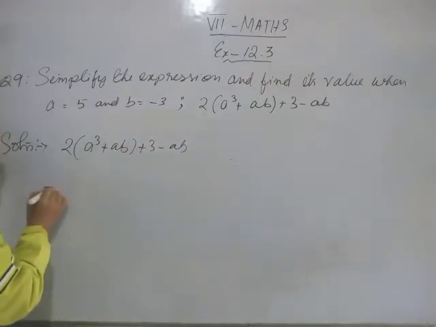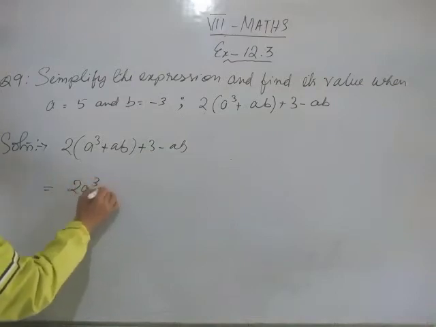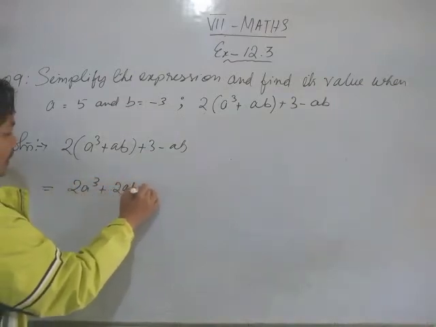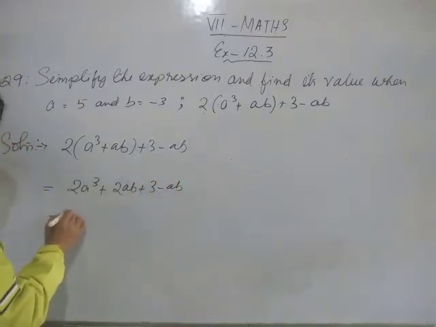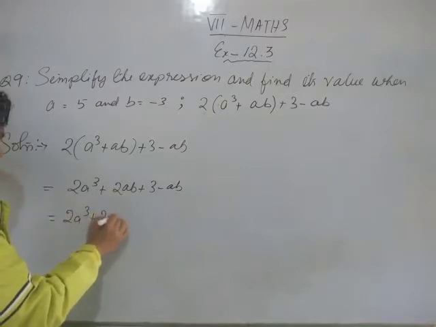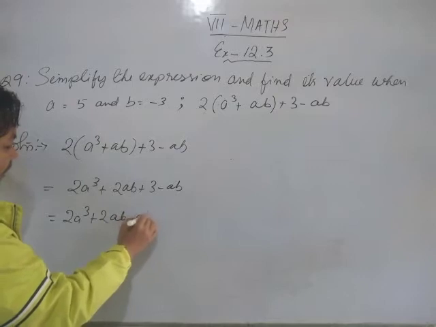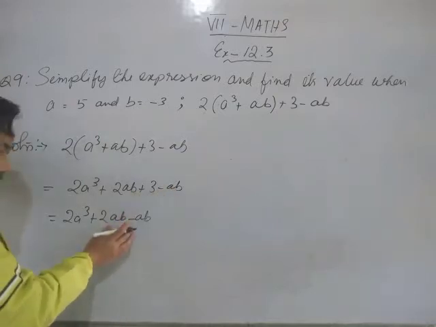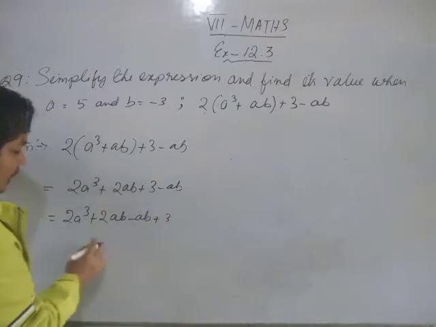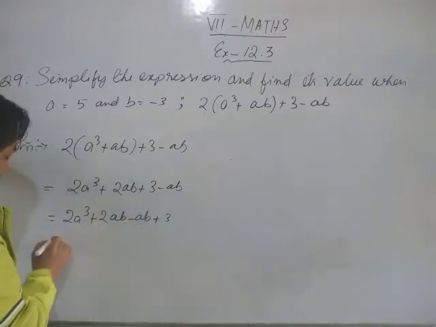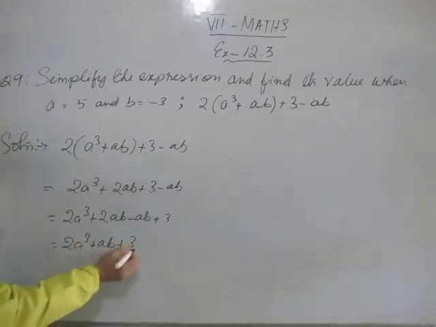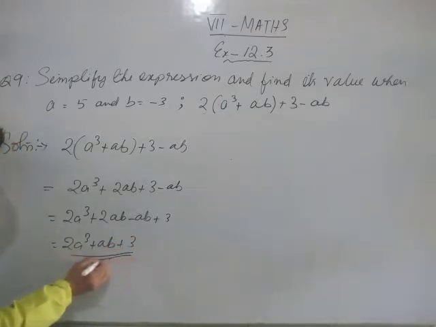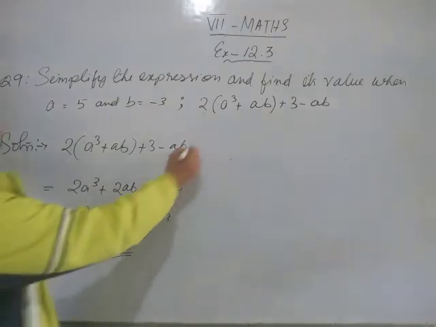So now when we simplify, we get 2a cube plus twice ab plus 3 minus ab. My dear student, you can see here twice a cube plus twice ab minus ab. They are same terms, like terms. So we can do one more operation with these two terms, that is, we have to subtract 1 ab from 2 ab, isn't it? That is twice a cube plus ab plus 3 we are getting here. So the simplification is done here, and now we are going to find the value.